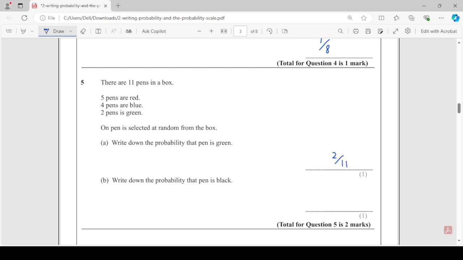Part B. Write down the probability that the pen is black. There is no black pen in the box. The probability of getting a black pen is 0, because you cannot get a black pen in a box that only contains red, blue, and green pens.